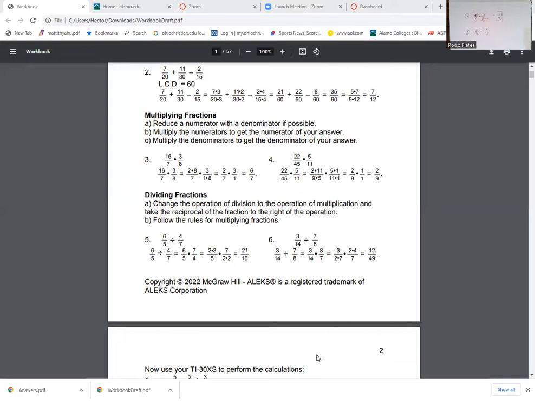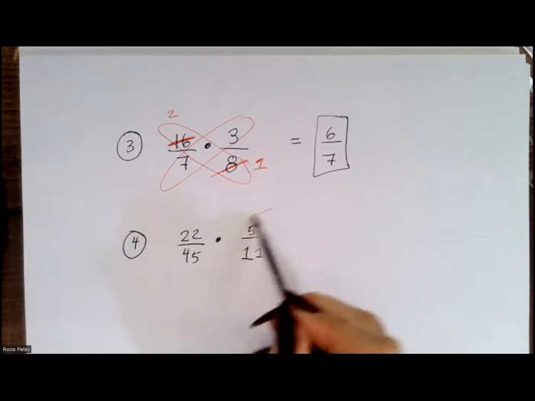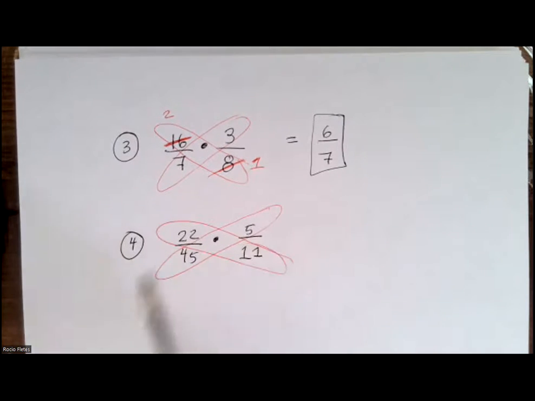Let me stop sharing here. Remember to do the diagonals. Don't forget to do this when you're multiplying. Now, can you do this every time? Only if it's multiplication. Can you do it to division? Not until the operation changes to multiplication. So it only applies to multiplication.